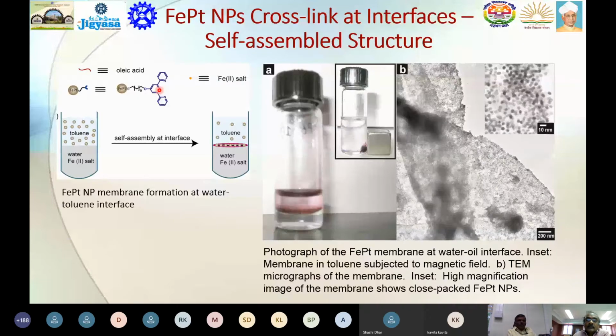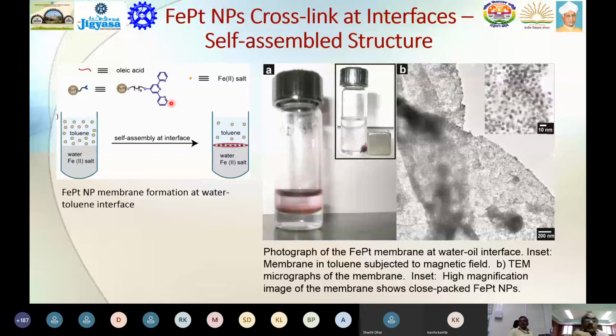And the next one, what I'm going to do is, if you have water and oil, what do you get? You have an interface, right? If I take equal quantities of water and oil, I'll get an interface where I'll be able to see water and oil, right? At this interface I can do a self-assembly. What I'm going to do is take an iron salt in water and then disperse the nanoparticle, basically a magnetic nanoparticle, onto the top.